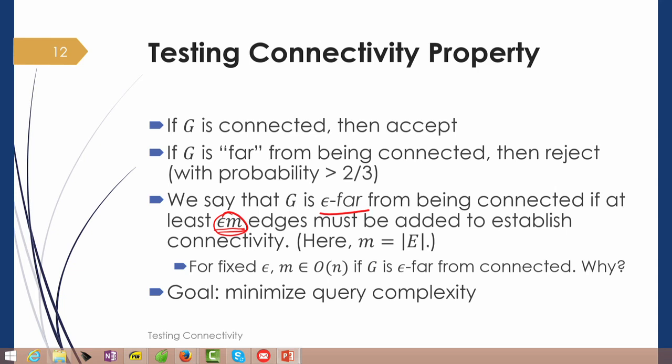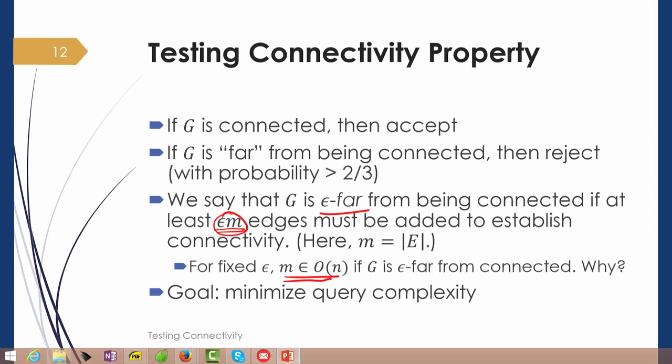There is one little aspect of this that we need to note. Let's assume that epsilon is fixed, and let us assume that the graph is epsilon far from being connected. Then we can conclude that the number of edges is only of the order of n. Now, why is this the case?